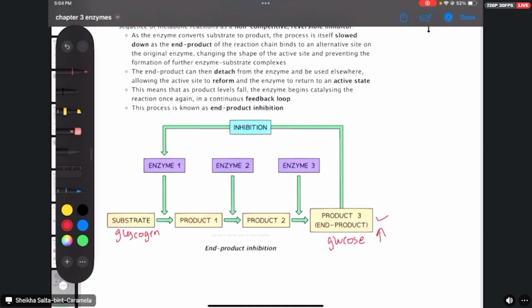And the inhibition will take place until there is more glucose needed in the body. So once all the glucose is used up and more is needed, the inhibitor, which is the glucose molecule here, will leave the allosteric site of the enzyme, and the glycogen will break down again, and the process will start again. So this is called the continuous feedback loop. And in IGCSE biology, we learned it as negative feedback mechanism.